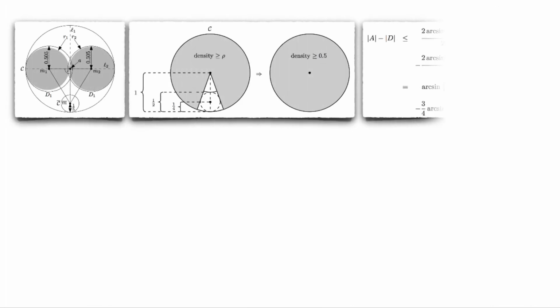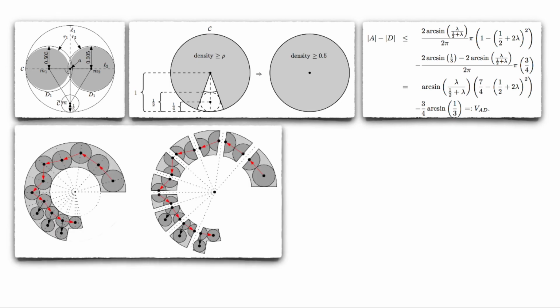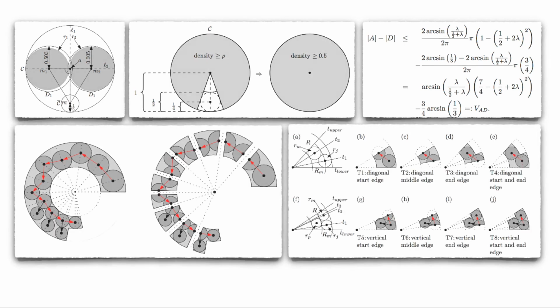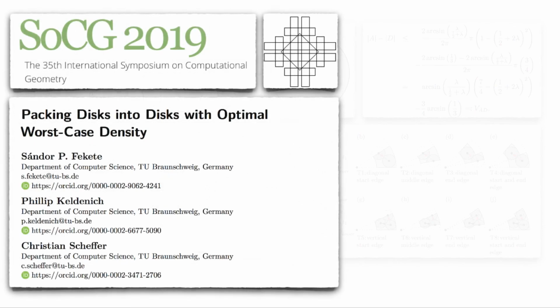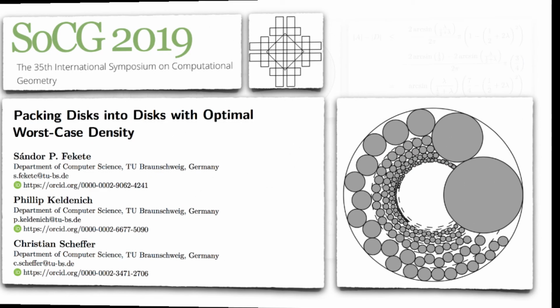The resulting analysis is relatively complex and uses a combination of manual and automated case checking. Proof details are technically involved and can be found in an upcoming paper by Fekete, Keldenich, and Schäfer.